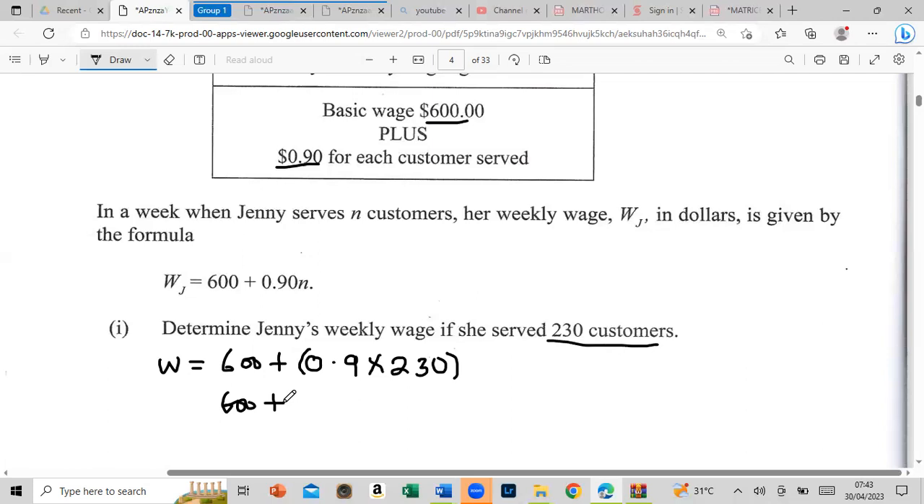So you times that by 230, so you get an additional 207. So if you serve 230 customers, you get what? 807. All right. So if you serve 230, you would have gotten $807.